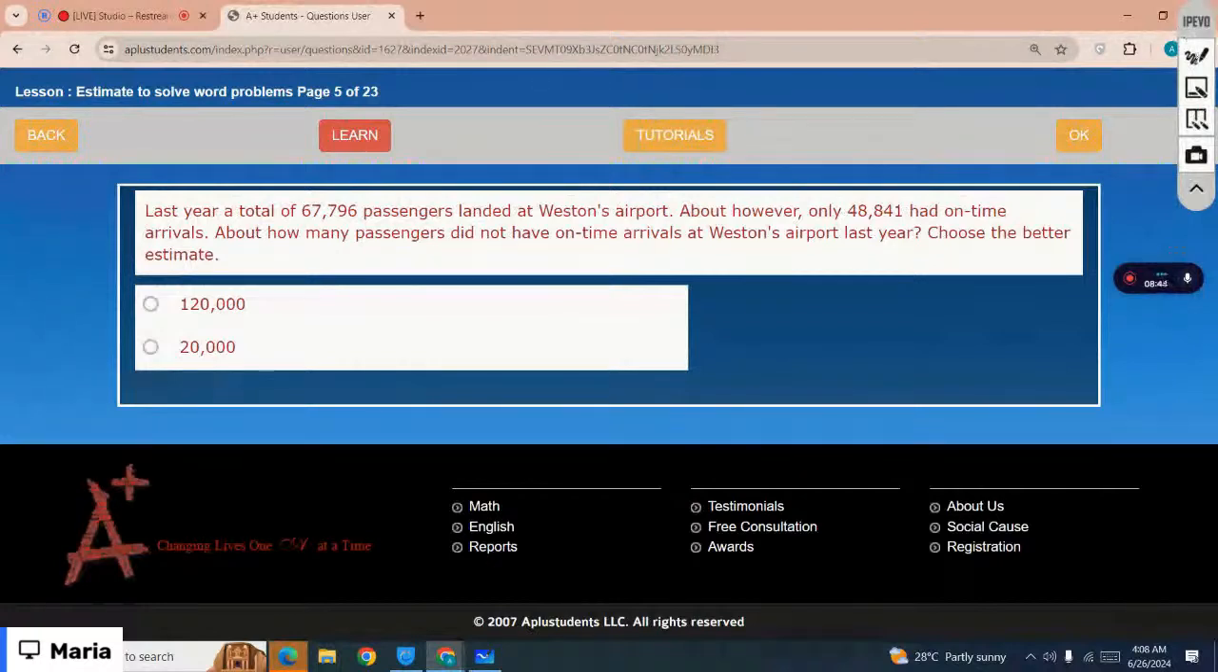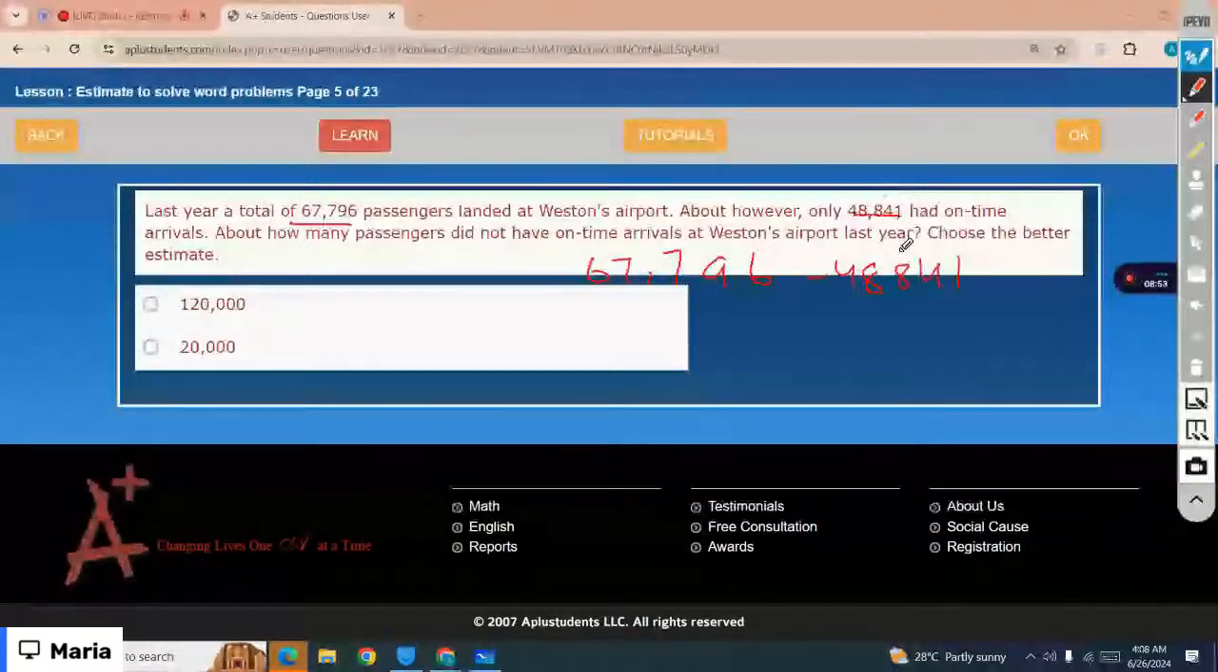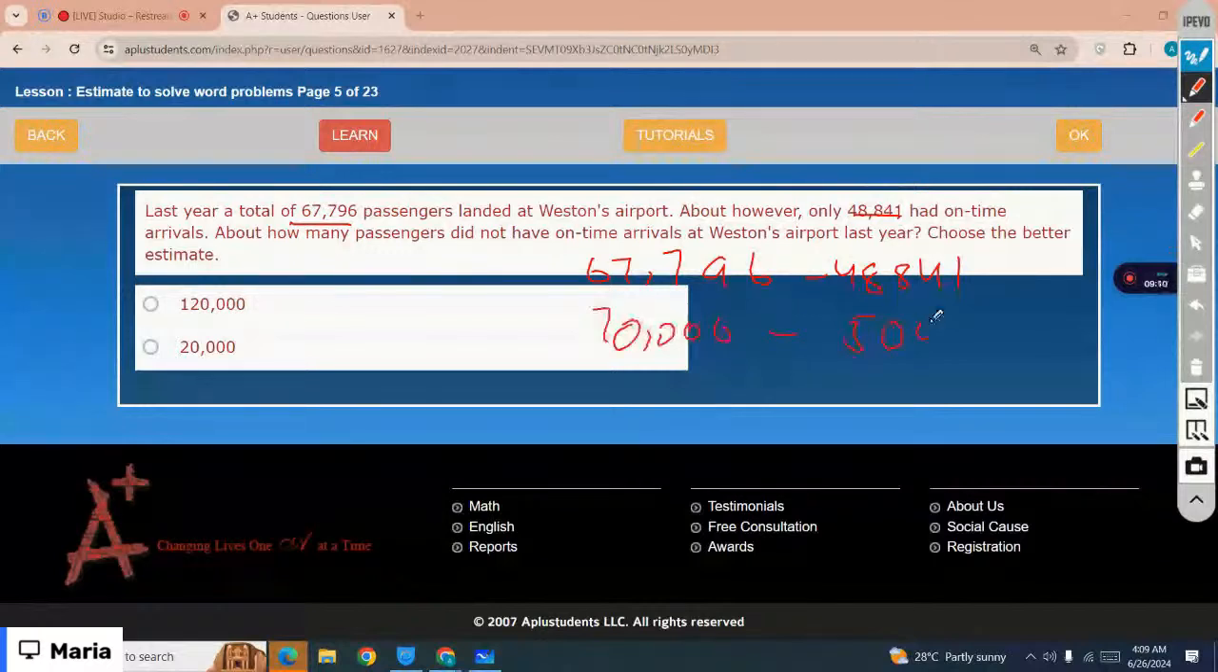So you have to estimate the answer. These are the total passengers. These are the ones who landed on time. You have to find the ones who did not have on time arrival, right? So 67,796 is rounded off to 70,000 and 48,841 is rounded off to 50,000. So that means 20,000 do not have on time arrival. The correct option is 20,000. Option number 2 is the correct option. Got it?